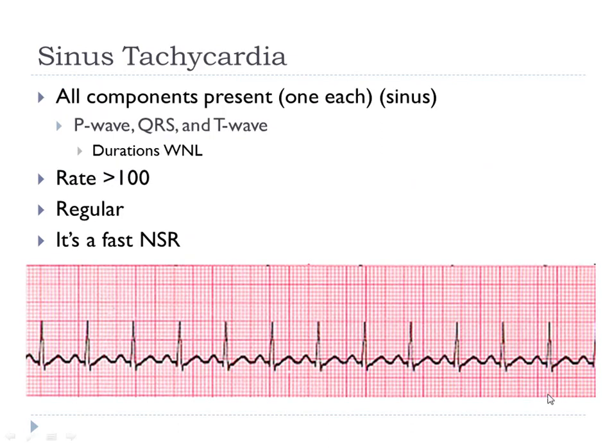This one's easy too. So sinus tachycardia is sinus. It's regular. It's got all the components there. You've got a normal PR interval, a normal QRS, and the T wave looks good. They're all there, 1-to-1 ratios. So basically, this is normal sinus rhythm, but it's fast. The heart rate is greater than 100, so 101 or greater. Not every fast rhythm is sinus tachycardia, but it's just a fast, normal sinus rhythm.